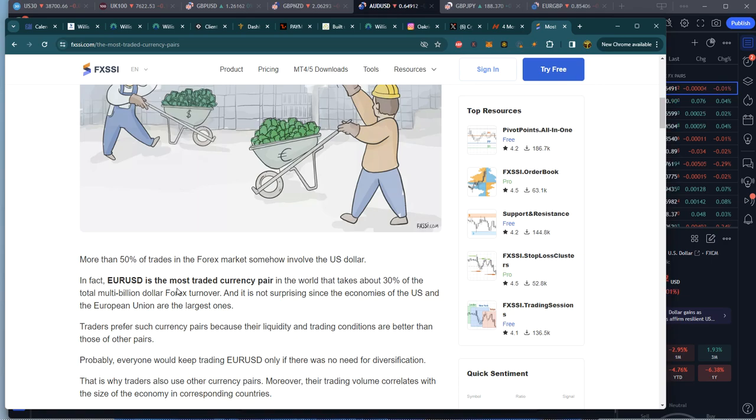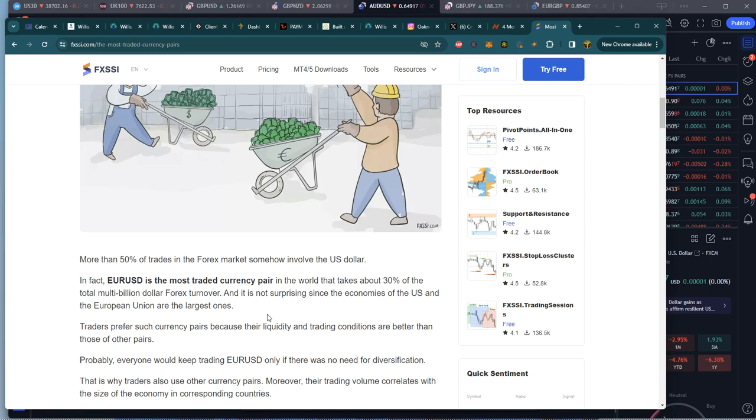And it is not surprising that the economies of the U.S. and the European Union bloc are the strongest economies in the world. The Eurozone, the European Union, and the United States. Okay, the United States dollar is still the big boy on the block as of now, as I'm still recording this. So it just makes sense to be in this.